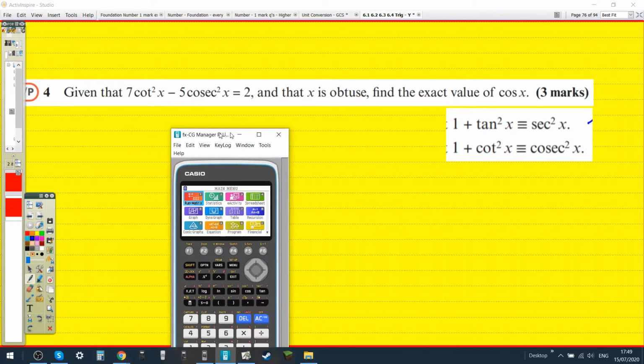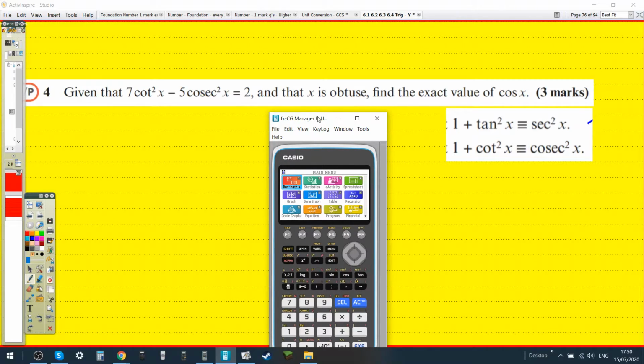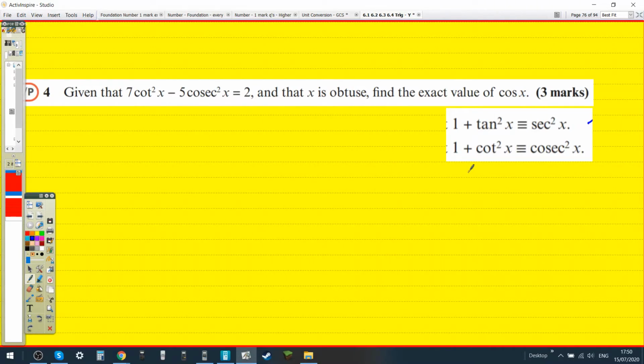So we have to make them the same, like make cot and cosec the same. Yep. But cot squared is the same as cosec squared x minus 1. So we could sub in that to make it all into cosec squared. Yeah, and I believe it's the other way around. Cosec squared x minus 1. Okay, yeah.